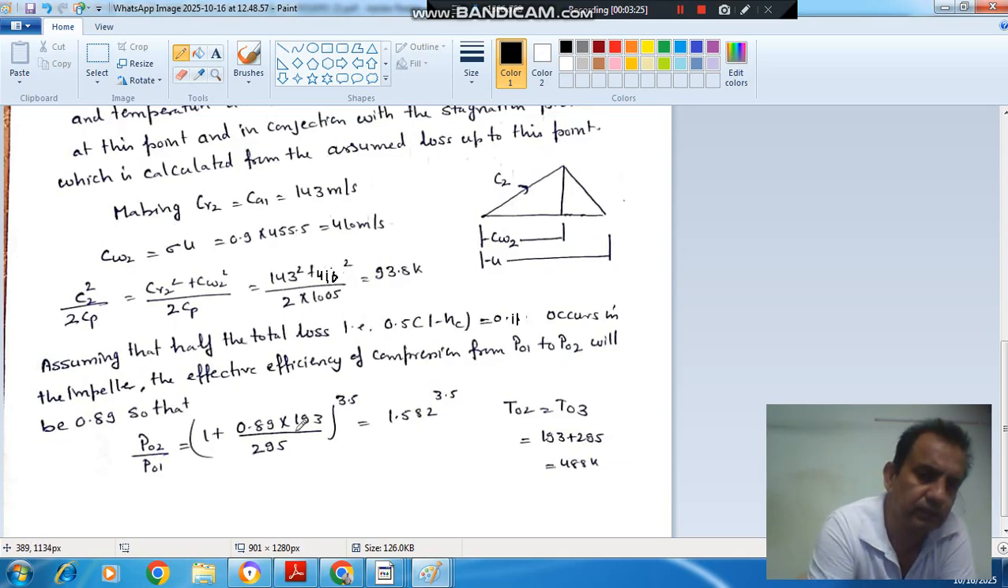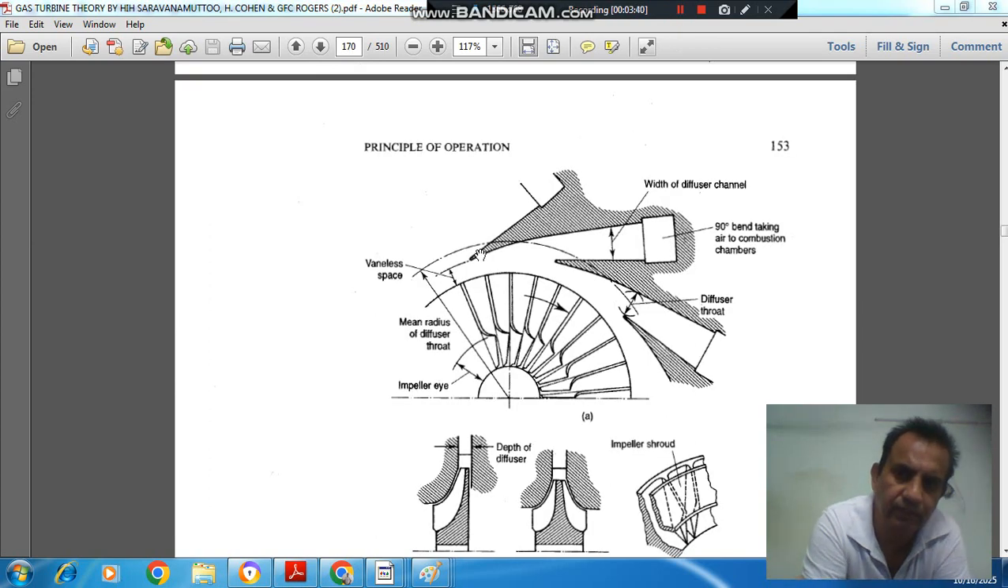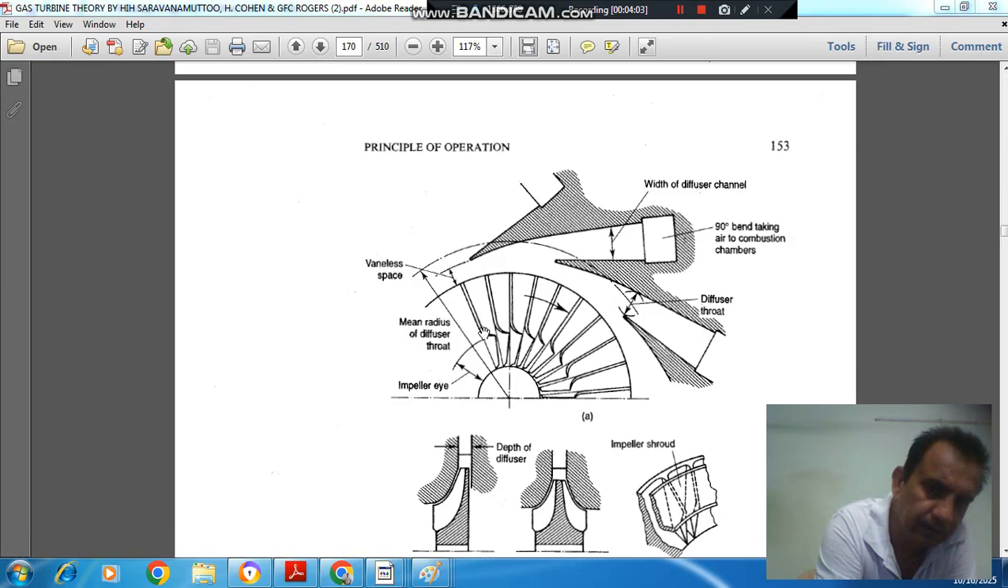Now it is given that the total efficiency is 78%. So if the efficiency is 78%, then 22% are losses. We will assume that half of the losses are occurring in the impeller and half are occurring in the diffuser. So 11% losses are occurring in the impeller, and 11% losses are occurring in the diffuser.